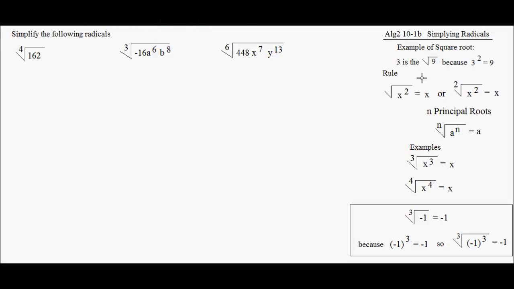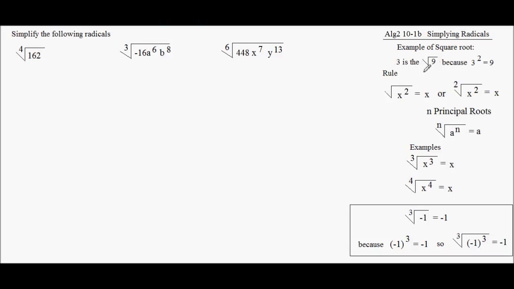This is lesson 10.1b, the second part of worksheet 1 of lesson 10, simplifying radicals. This is my third time trying to do this because I keep making mistakes when I do this. So hopefully the third time's a charm.